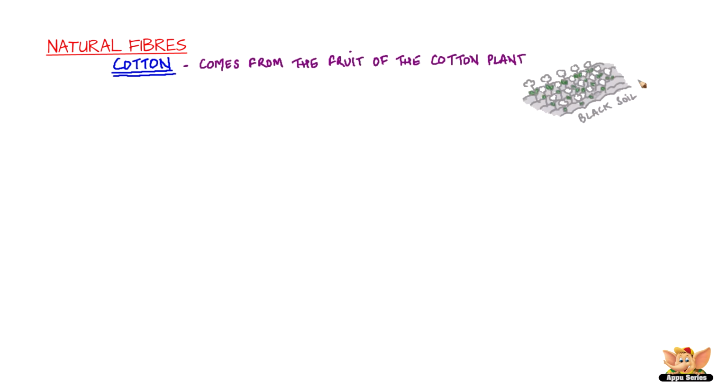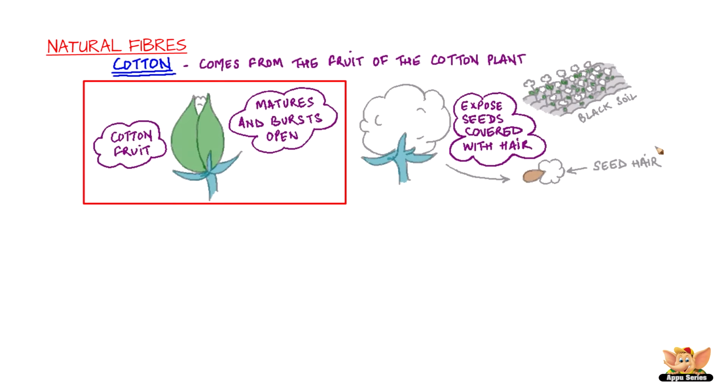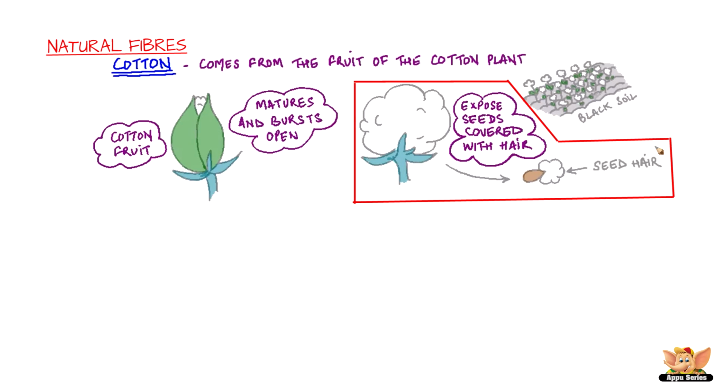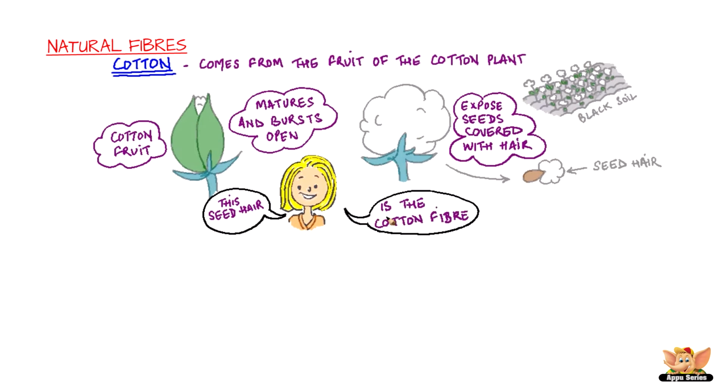So let's have a closer look at these natural fibers. Cotton is the most widely used fiber of all. Do you know where cotton comes from? It comes from the fruit of the cotton plant that is grown in warm places with black soil. They are also called cotton balls and are the size of a lemon. When these fruits mature, they burst open, exposing their seeds that are covered with hair. This seed hair is the cotton fiber.